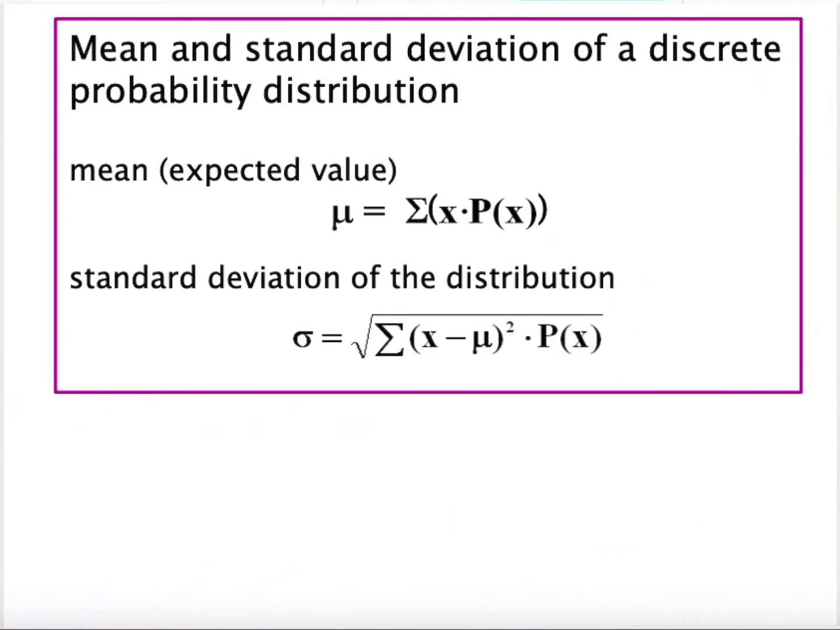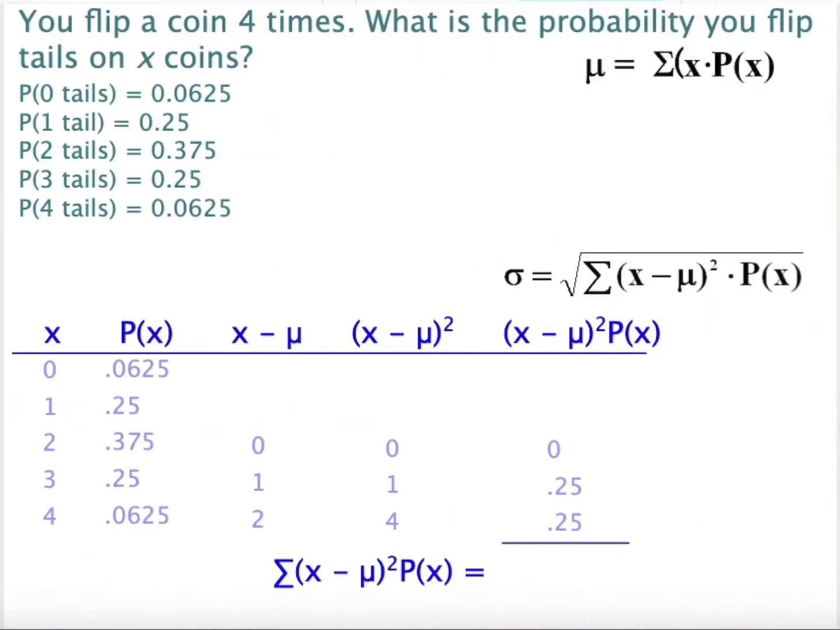So let's do an example to find mean and standard deviation of a discrete probability distribution. The example I chose was flipping a coin 4 times. You can either get 0 tails, or 1, or 2, or 3, or 4 tails. Those are mutually exclusive, and they're definitely discrete. I even calculated those probabilities for you already, and I guarantee those add up to 1. And so the probability distribution is already figured out for us.